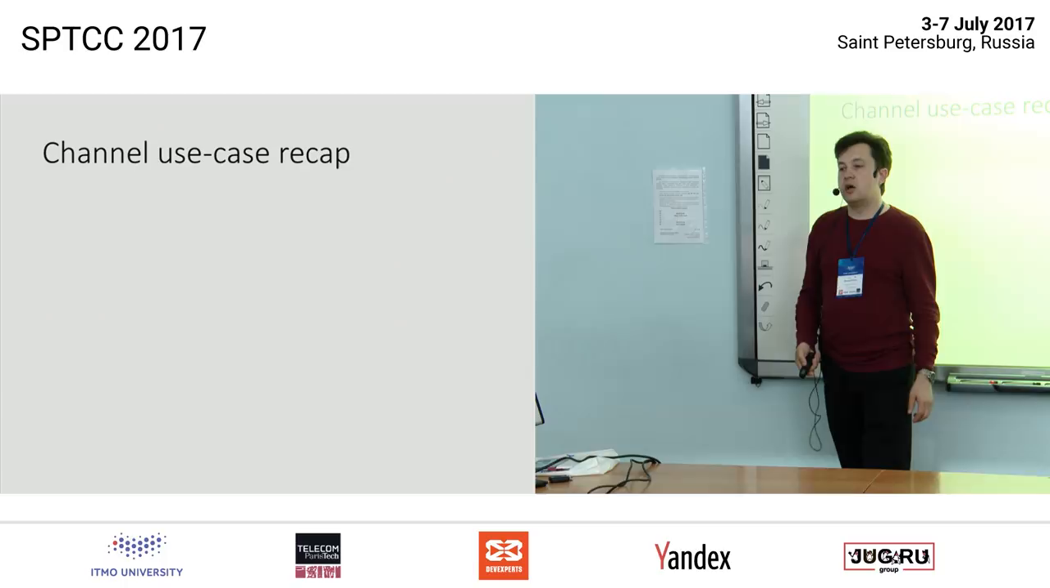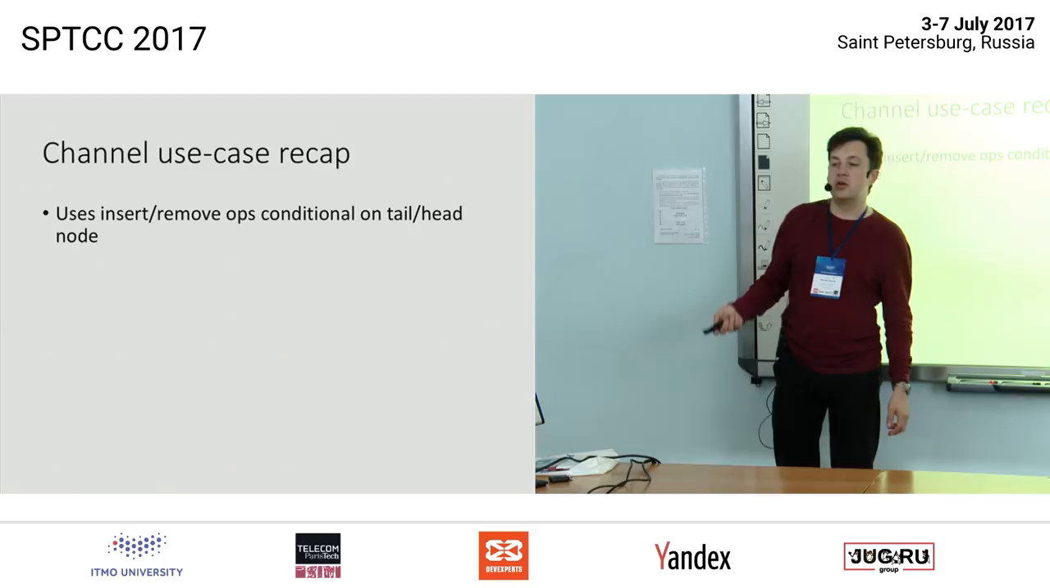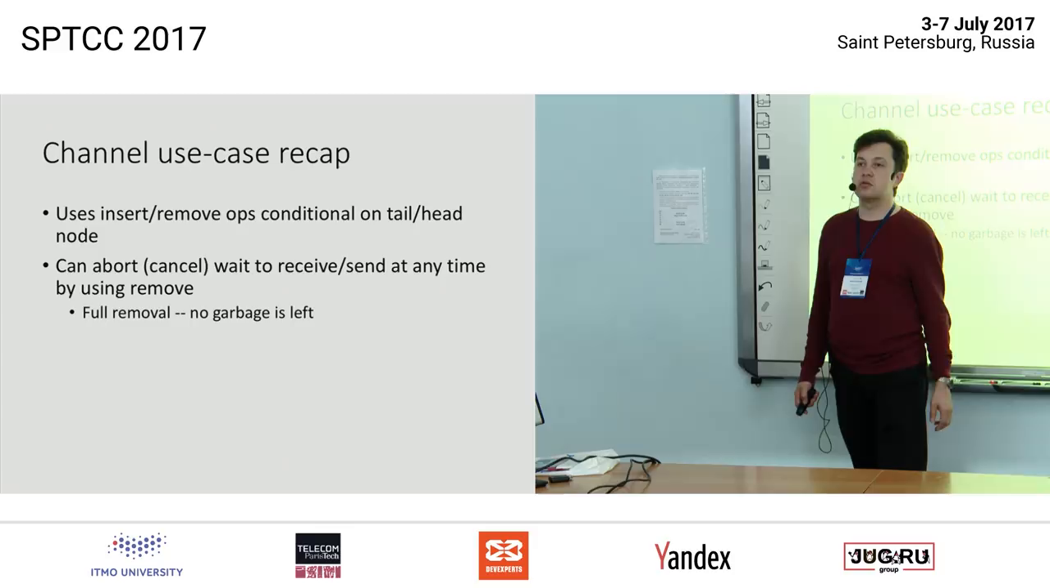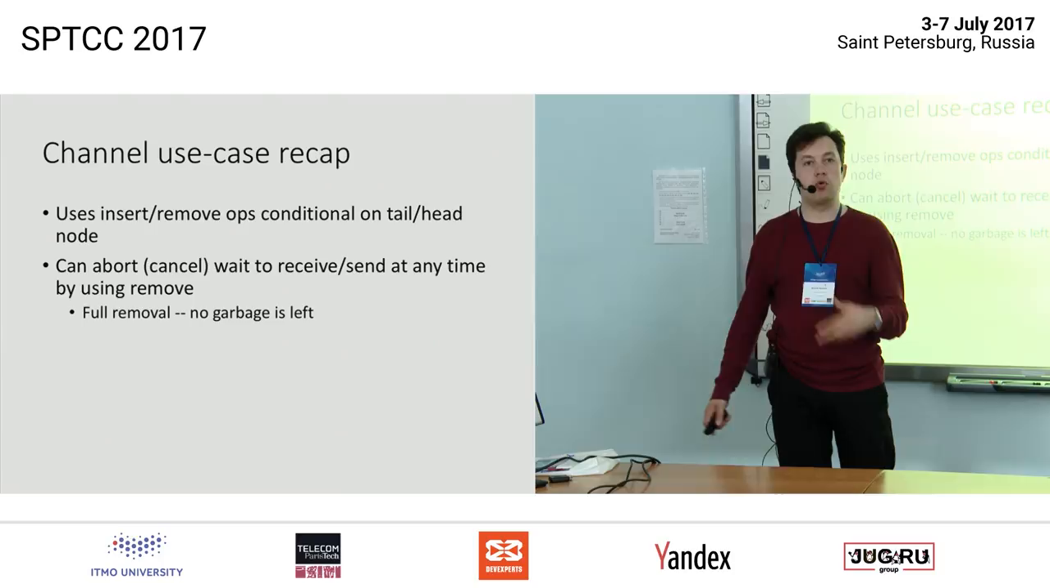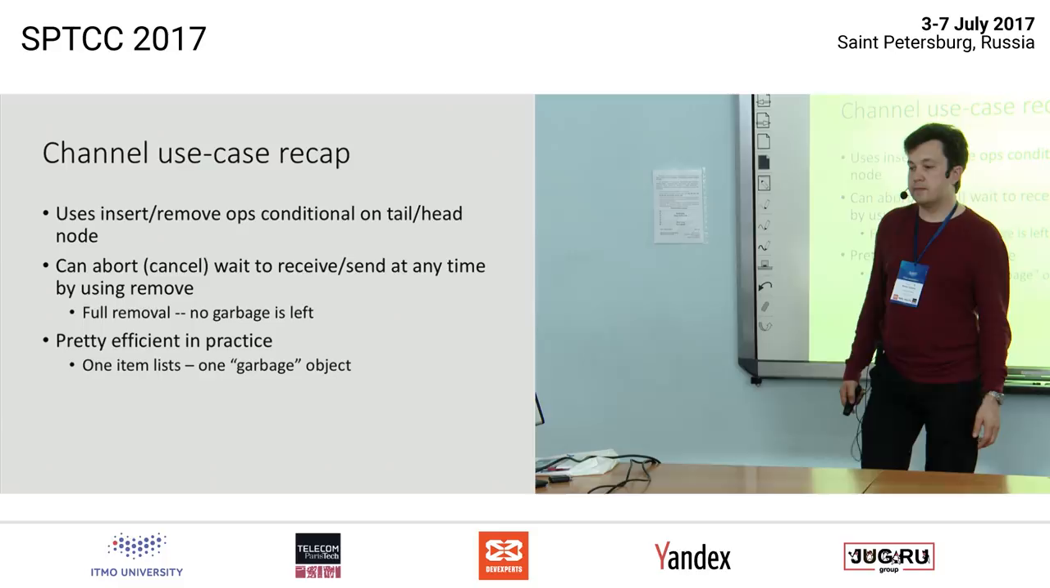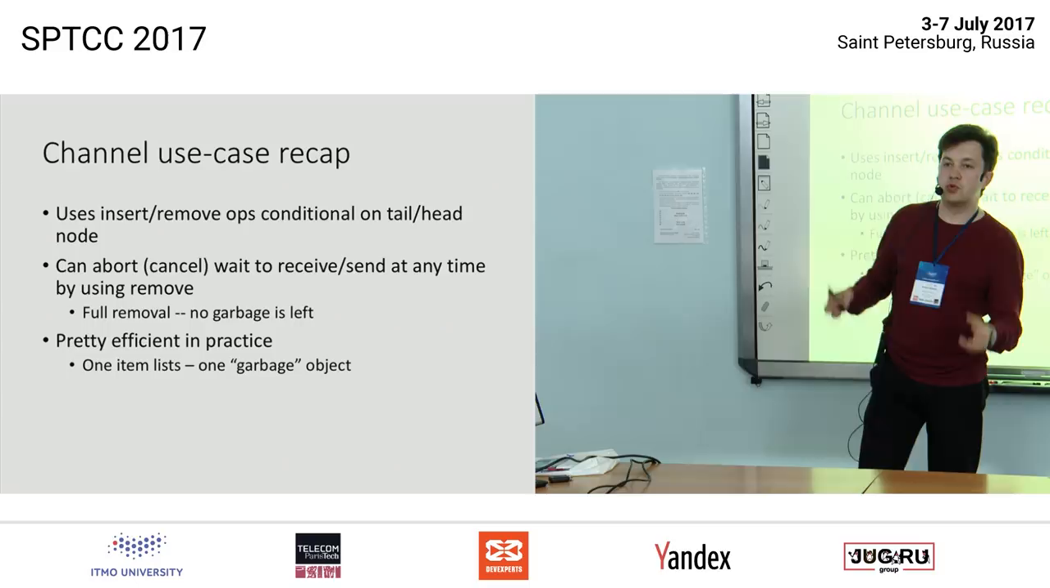So let's recap. We use insert, conditional insert, remove, conditional remove, tail and head. We can abort send and receive because we can remove the node from the list in O(1). No garbage is left. Removal is complete, which is great. So we can have a channel full of senders, but senders time out, new senders come and time out, and nothing is left linked into the list. It's pretty efficient in practice and shows good practical performance. Usually we don't have this many senders or receivers, so usually our list has just one item, and it's pretty efficient.